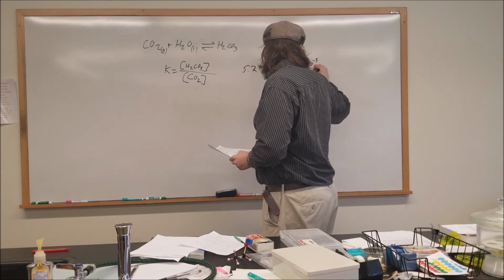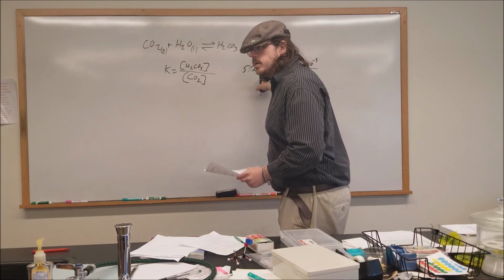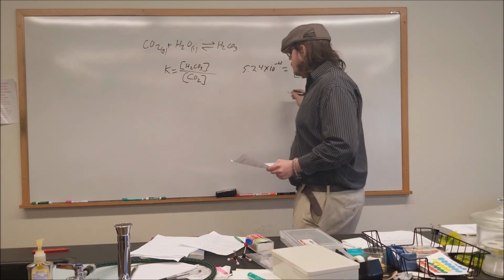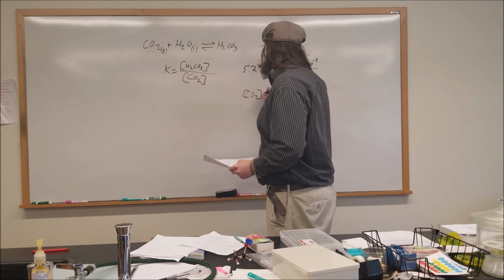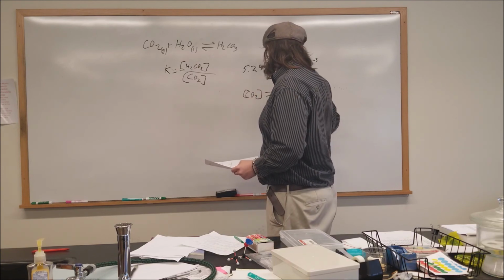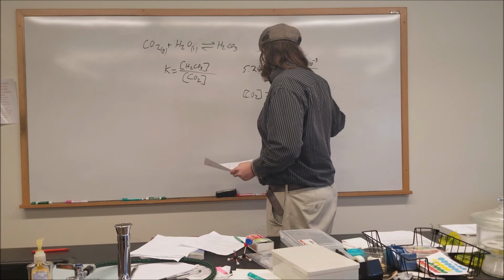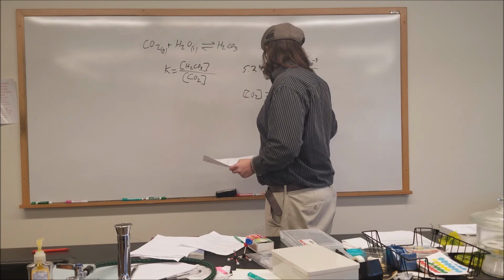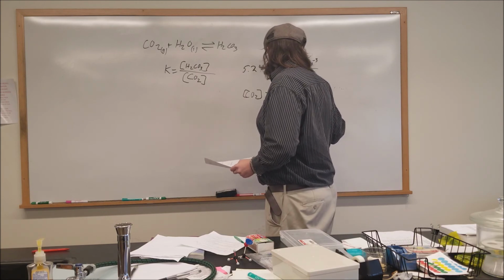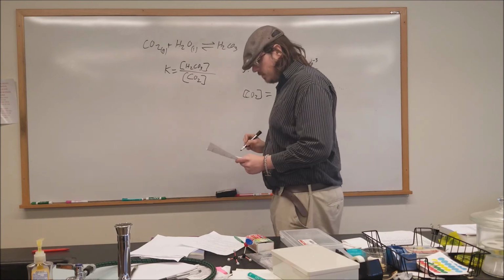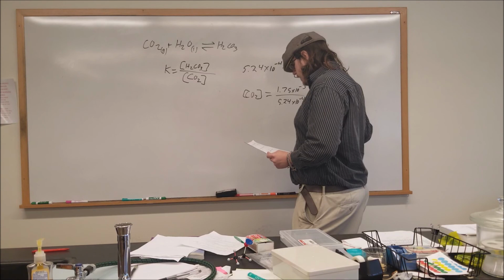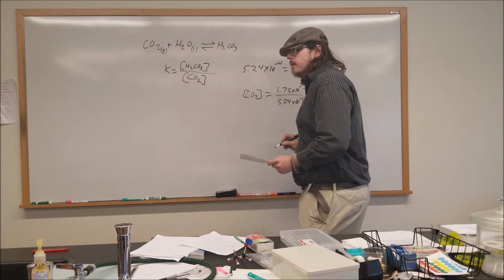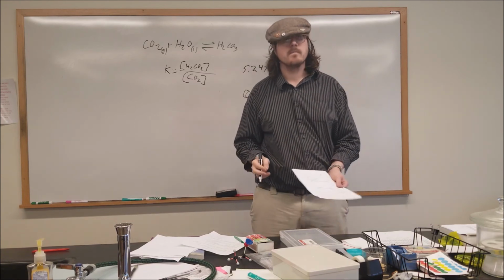So what do I have to do? Get K on the other side, get CO2 on this side. So CO2 is going to be 1.75 times 10 to the negative third divided by 5.24 times 10 to the negative fourth. You do that, and you should have 3.34 molar CO2. Relatively straightforward.